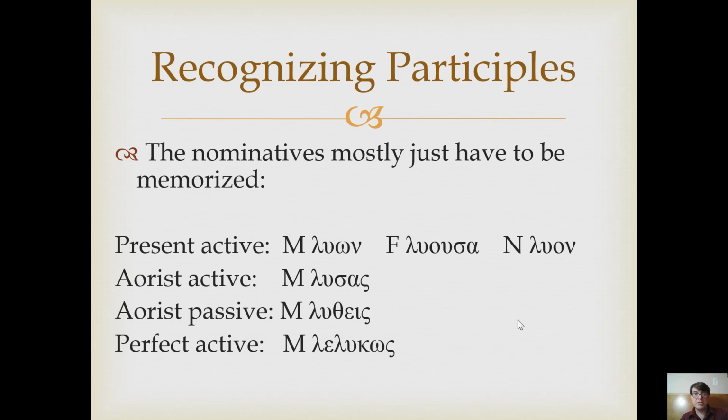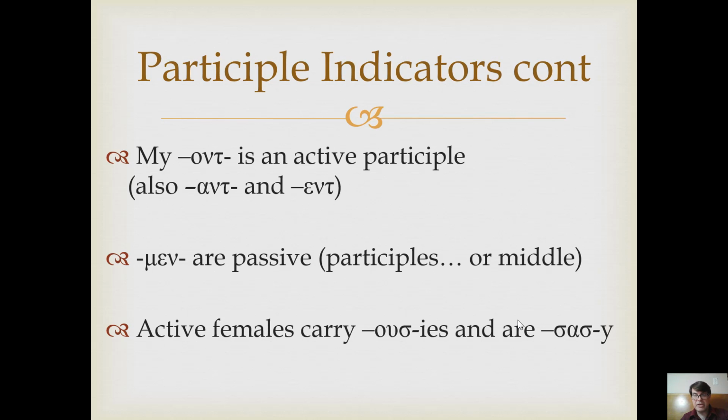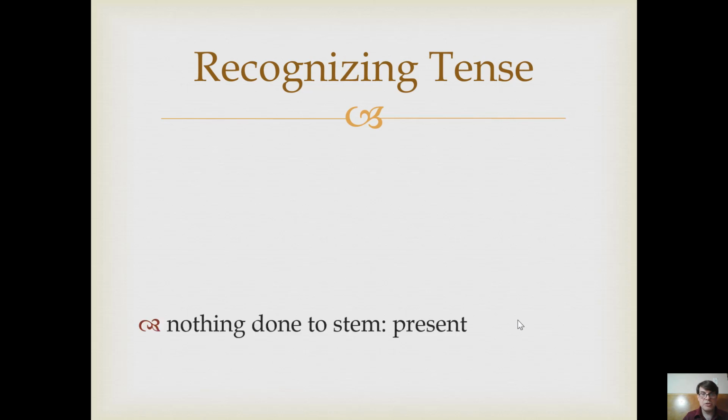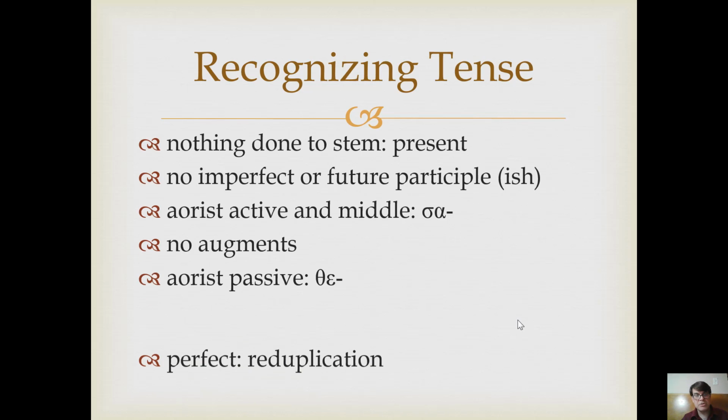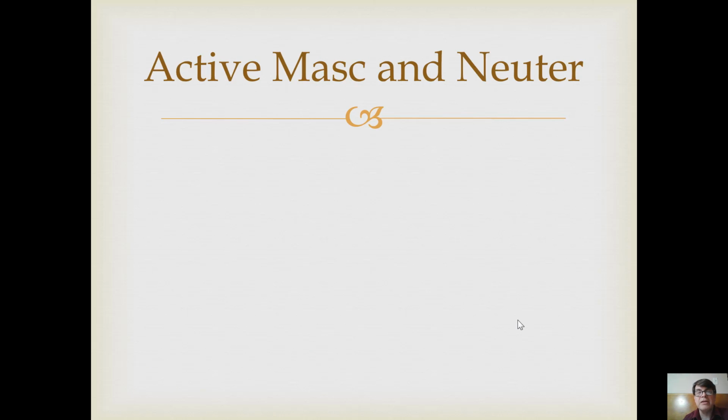Okay, so how are we going to recognize a participle? We're going to memorize the nominatives, especially these. How are we going to recognize whether it's active or middle or passive? We're going to use "my aunt" as an active participle, or "men" for passive or middle participles, or "active feminine participles carry uzis and are sassy." We're going to recognize those. We're going to look for these tense indicators. Man, this is easy. So all that's left is how do I recognize the case, number, and gender?